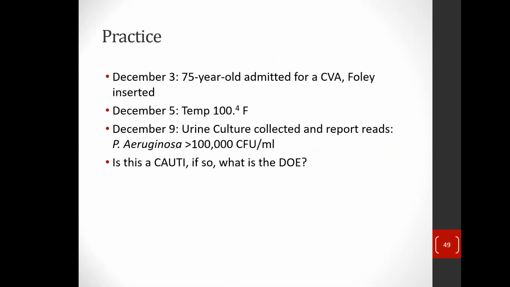Okay, another practice. Patient is admitted December 3rd, 75 years old for CVA, fully inserted. On the 5th, temp 100.4. Urine culture collected and reads Pseudomonas. Is this a CAUTI? What's missing there in your mind?